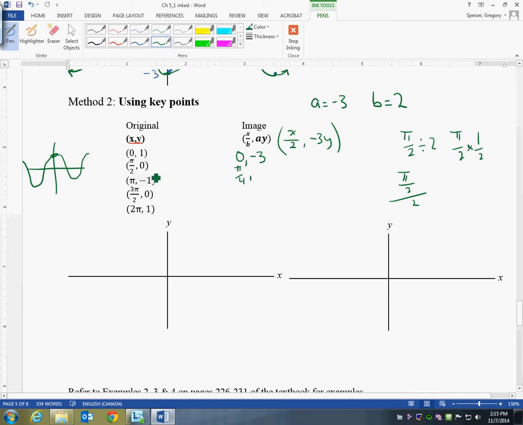Now my y value is 0. 0 multiplied by negative 3 is still 0. So if I quickly finish these, I get pi over 2, comma 3. I get 3 pi over 4, comma 0, and I get pi, negative 3. I'm kind of losing track a little bit, but this one corresponds with this one over here, right?